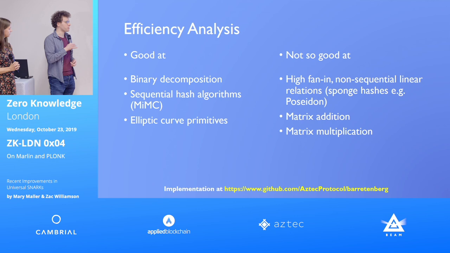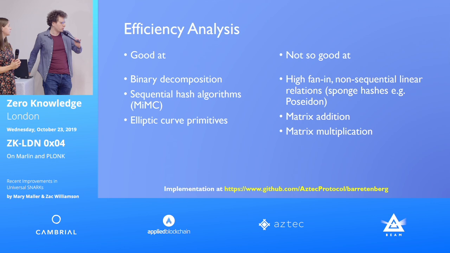It's not great at things with large linear relationships, so if you have very high fan-in linear relations, big fan-in addition gates, or you're trying to do matrix addition or matrix multiplication. So for example, sponge-based hash constructions like Poseidon, then Plonk, you'll incur extra costs for the addition gates because that isn't free. And that's the link to our library if people want to have a look, have a play around, as it's all open source and contributions are very welcome.